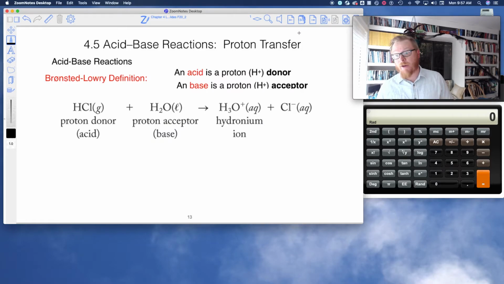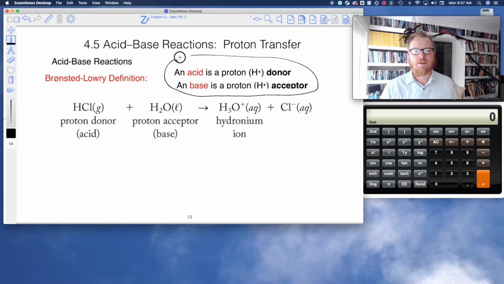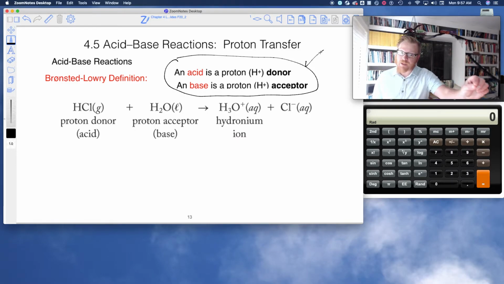So let's keep talking about acids and bases. For the rest of just this lecture, I'm going to focus on acids and bases, okay? There are several definitions for acids and bases. The first one we're going to focus on in this class is the Bronsted-Lowry definition, and that is an acid is a proton donor, a base is a proton acceptor. I want you to commit this to memory. An acid is a proton donor, a base is a proton acceptor.